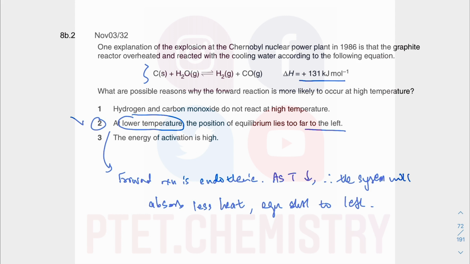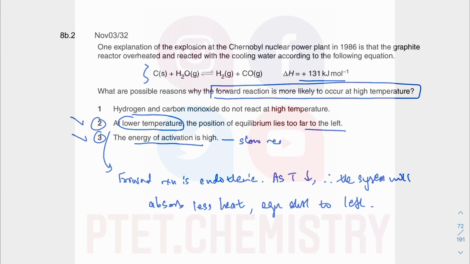What do they want? Why is the forward reaction more likely to occur at higher temperature? So it doesn't quite like low temperature. It likes high temperature because it doesn't happen at low temperature. So high activation energy is precisely correct. So slow reaction. So it's about slow reaction at low temperature, so it only occurs at high temperature. So when we talk about high temperature, we can overcome the activation energy. We can overcome the equilibrium position. It will shift to the right because the forward reaction is endothermic.